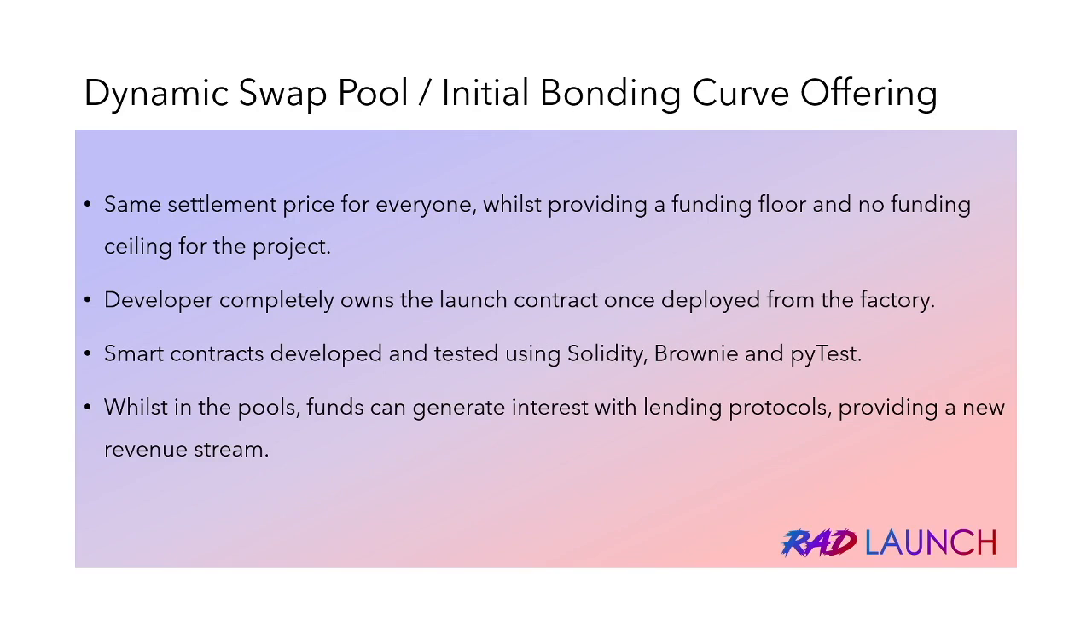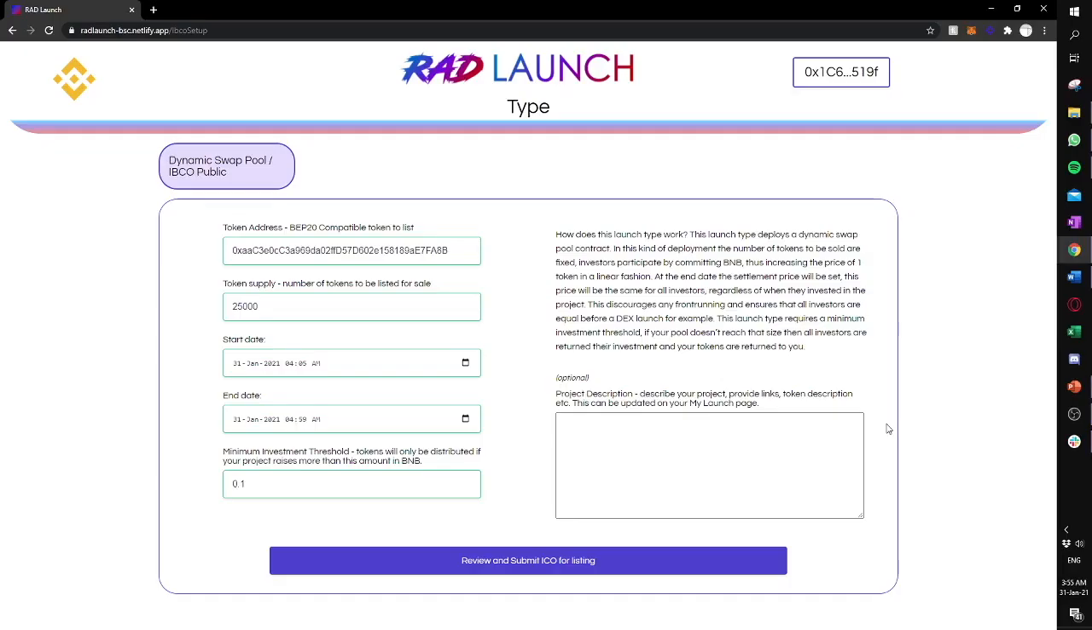Our contracts are developed and tested using Solidity, Brownie, and PyTest. Whilst in the pools, these funds can generate interest via lending protocols. So back to our launch. We will now set our project description. And now we are ready to deploy. So let's deploy.